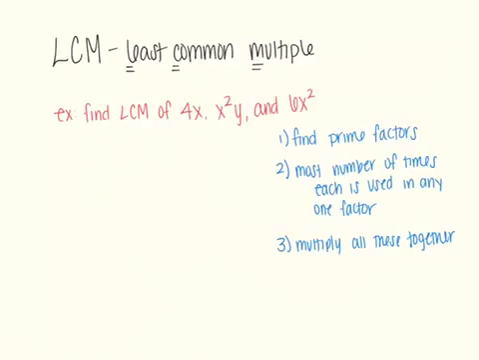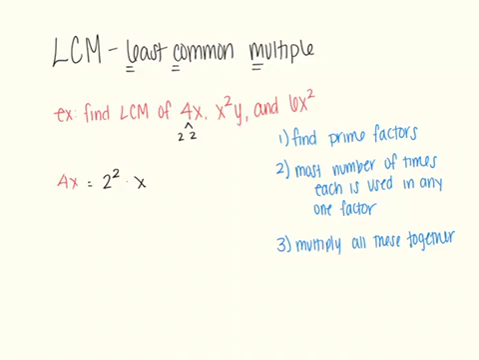So the last two examples deal with the LCM, or the least common multiple. So I want to find the least common multiple of 4x squared, x squared y, and 6x squared. The first thing you'll see is to find the prime factors, or to break everything up. Well, the prime factors of 4 are 2 and 2, which is 2 squared. So I have 4x squared is the same thing as 2 squared times x squared. Notice I'm putting the numbers in chronological order and the letters in alphabetical order.